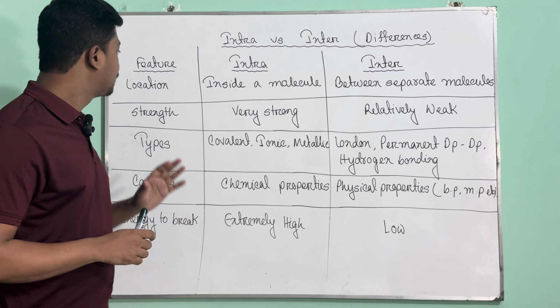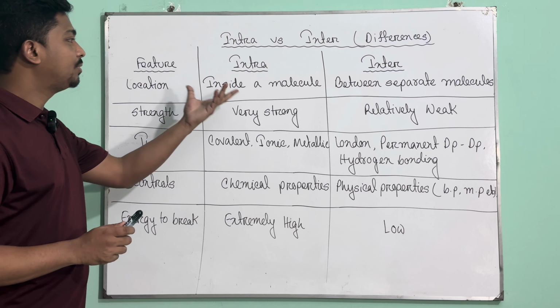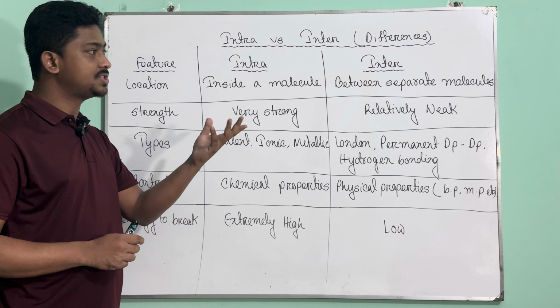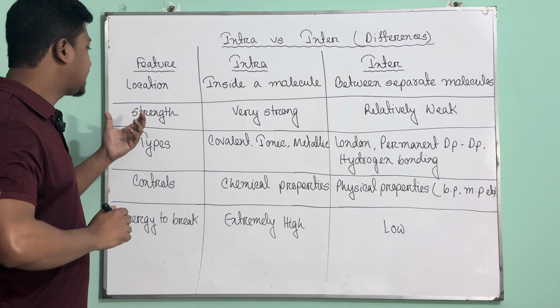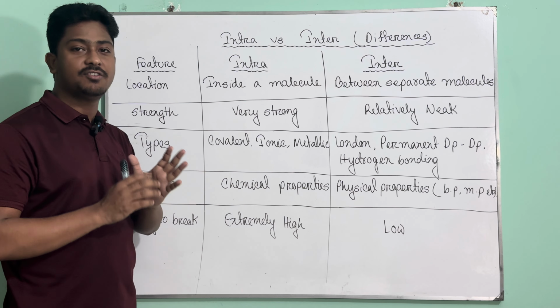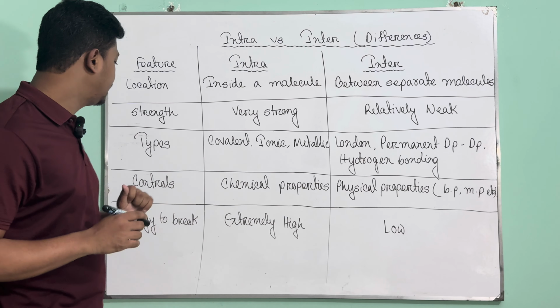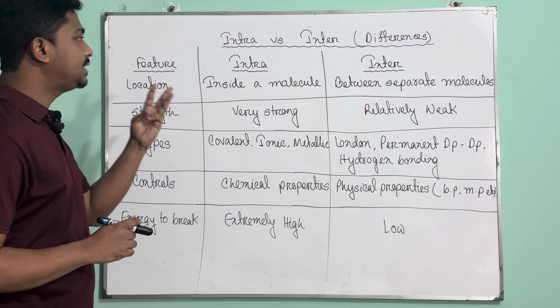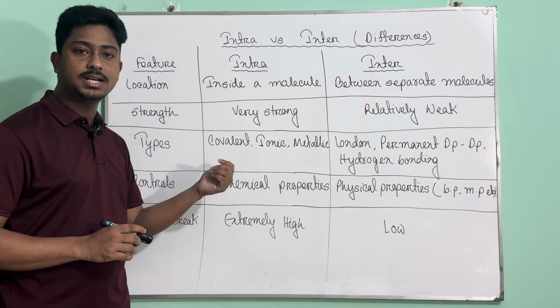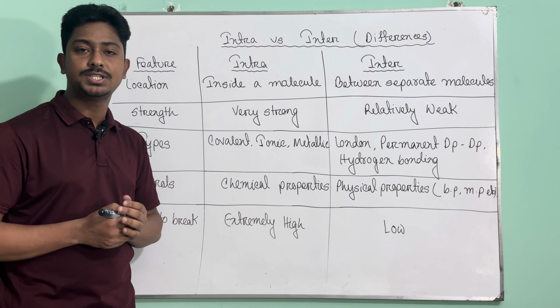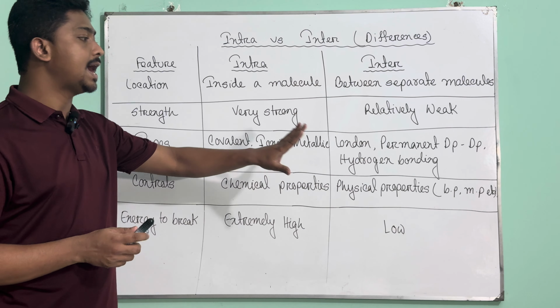One last recap. First of all, the location. Intramolecular forces are inside a single molecule, and intermolecular forces are between separate molecules. Then comes strength. Intramolecular forces are very strong. Intermolecular forces are relatively weak, very weak basically. And then we have types. Intramolecular forces have 3 types, which are covalent, ionic, and metallic. And for intermolecular forces, we have London forces, permanent dipole forces, and hydrogen bonding.